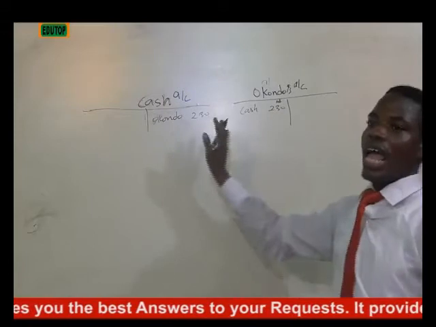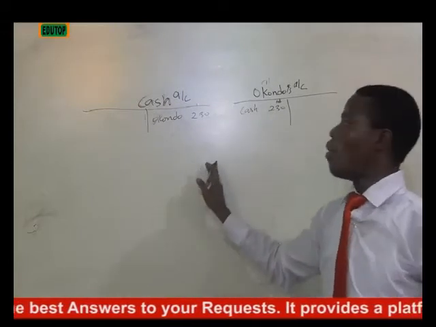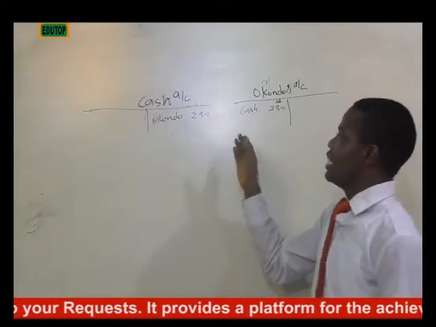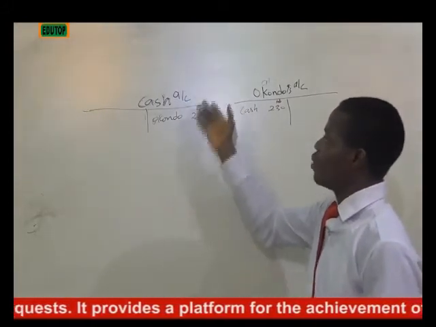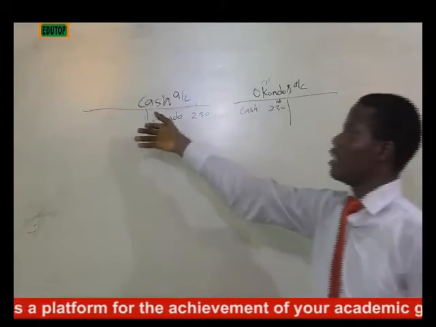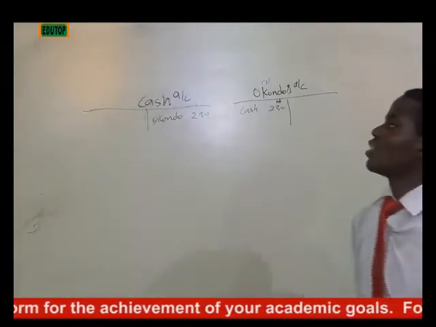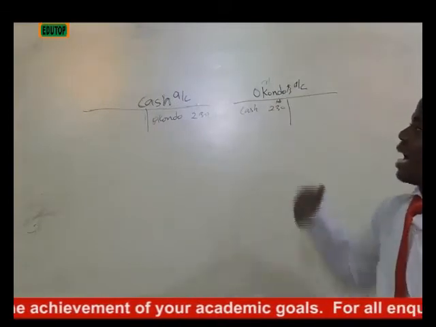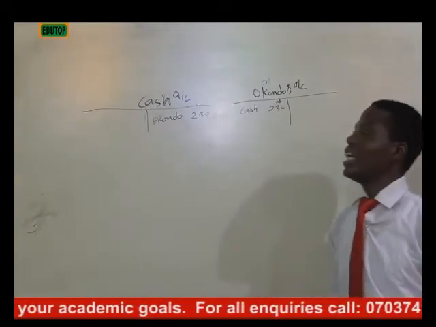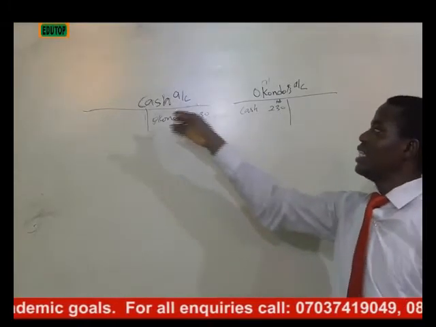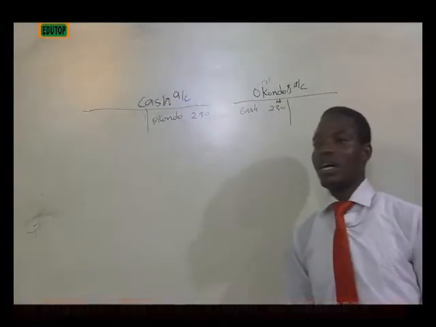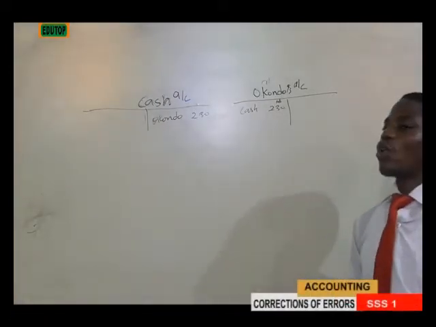This is what we call error of complete reversal. That is what brings about error. It's like, when you receive cash from Okondo, it's supposed to be debited because it must be on the receipt side of the cash book. And also Okondo that gives 230 has to be credited. But at the end of the day, it is posted on the credit side of the cash book and the debit side of Okondo's account. Then, how are we going to correct the error?